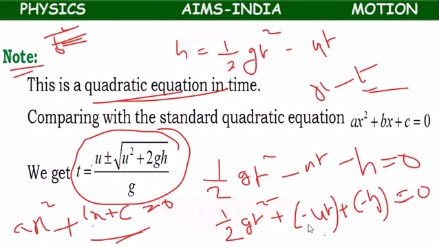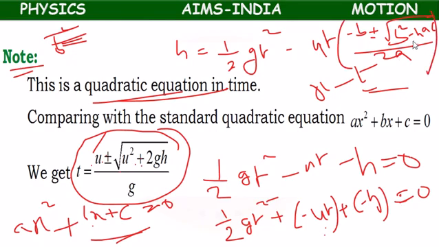According to that, minus b means minus of minus u, plus or minus root of b square, u square minus 4ac. One minute, children, formula: minus b plus or minus root of b square minus 4ac by 2a. This is the formula for roots. Minus 4ac, minus 4 into a, how much? Half g. Into c how much? Minus h. If you multiply, 2gh will come by small g. Like this, we can find the time.